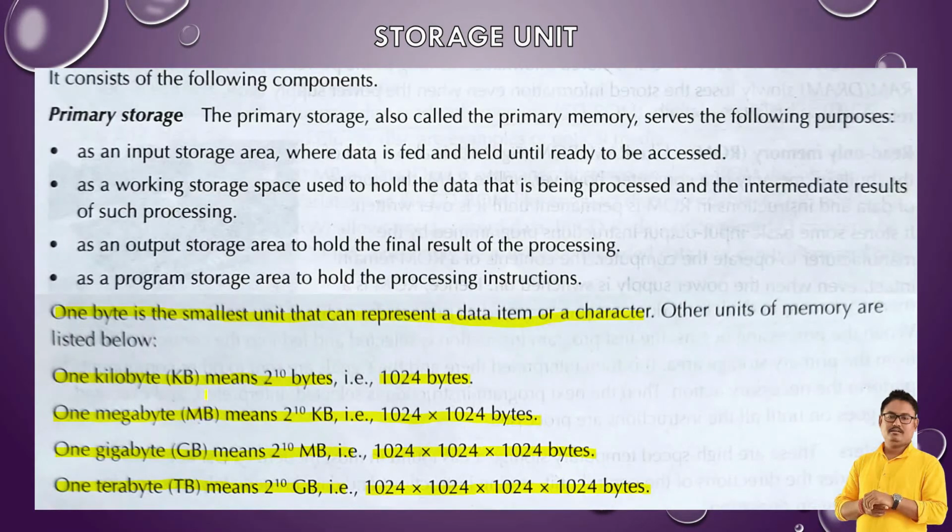From bit to byte, byte to KB, KB to MB. I'll show you again. Here, bit to byte, byte to KB, KB to MB. After that, GB, then TB. KB means kilobyte, then megabyte, gigabyte, and terabyte. How can you calculate it? This figure is given. Okay, so let us proceed.